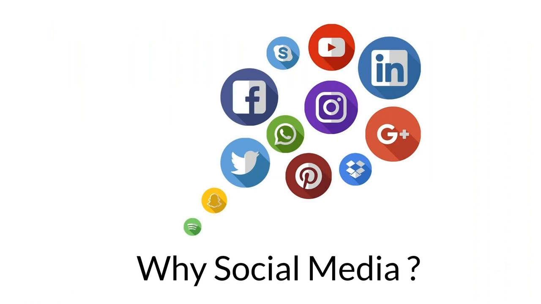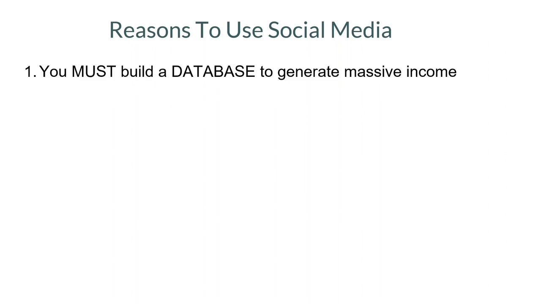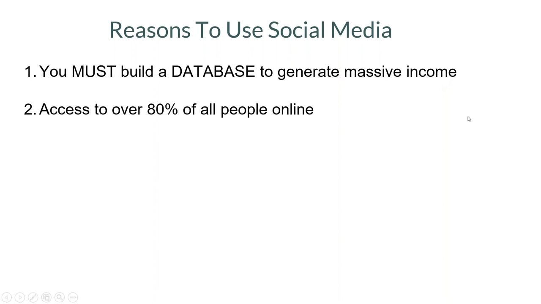So why do we use social media then? Where does social media fit into this? Because I've been outlining the key things as to why this is important in our lives now. Well, number one, the key to being successful with an online business is to collect what's known as a database, but in very simple terms, basically a list of email addresses, a list of contact information of people, right? So what we're using social media for is to encourage people to give us their details. You have access to over 80% of all people online.